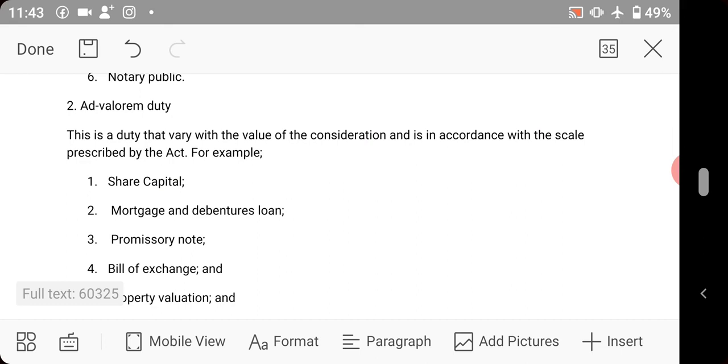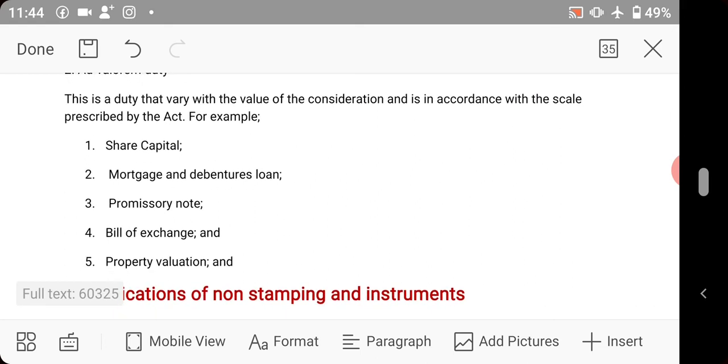For example, share capital. Now, if you have a share capital of 100,000, the rate you pay will be different from the rate that somebody that has a share capital of 50 million will pay. So it is based on scale and it is graduating in nature. Mortgage and debenture loan, promissory notes, bill of exchange, property valuation. So they are graduating in nature. So there are different rates for different ranges of values.